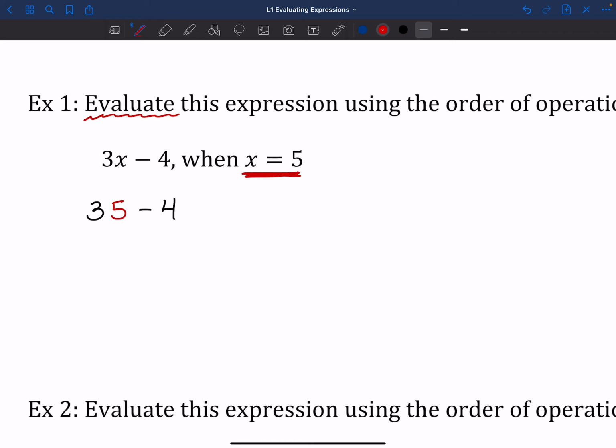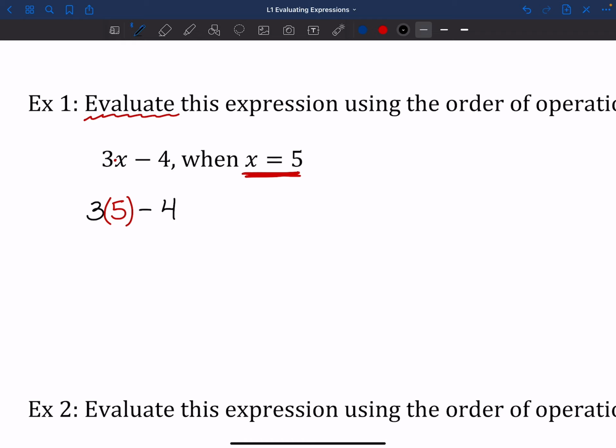Whenever we're plugging in for a variable, especially when it's next to something else like this 3 and this x, we want to put parentheses around it. Because what's actually going on between that 3 and that x is that we're multiplying those two things. It's 3 times x. So in this case, this is going to be 3 times 5 that we want to show. Doing the parentheses does that.